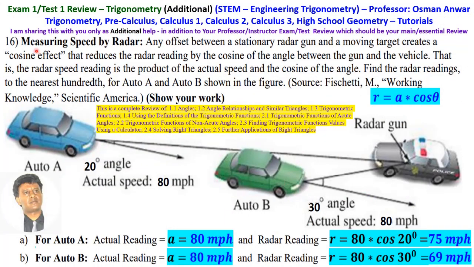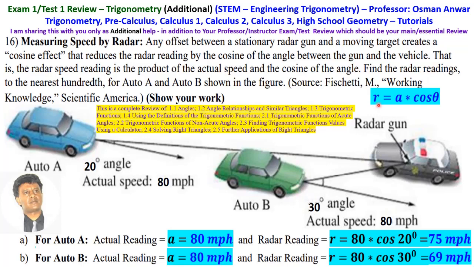So this is the cosine effect. Any offset between a stationary radar gun and a moving target creates a cosine effect that reduces the radar reading by cosine of the angle between the gun and the vehicle. That is, the radar speed reading is the product of the actual speed and the cosine of the angle. Find the radar reading to the nearest hundreds for auto A and auto B shown in the figure.